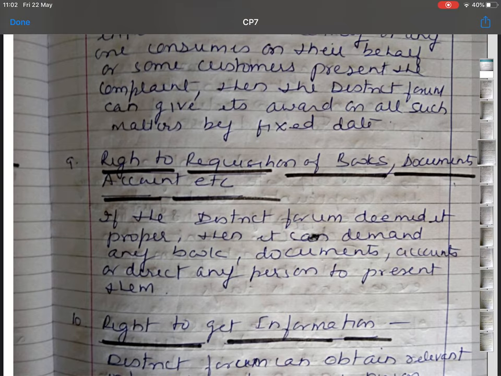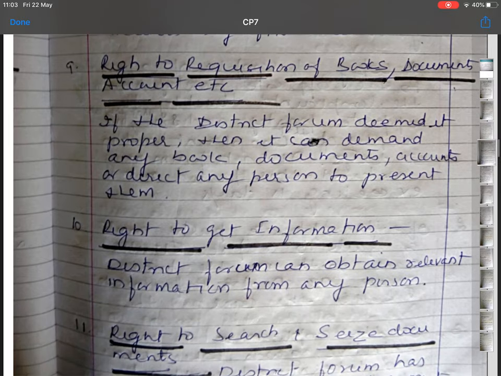If the district forum deems it proper, then it demands any book, document, or accounts, or directs any person to present them before the district forum. So, the right to get information: the district forum can obtain relevant information from any person. It can demand information from any person which is related to the complaints.